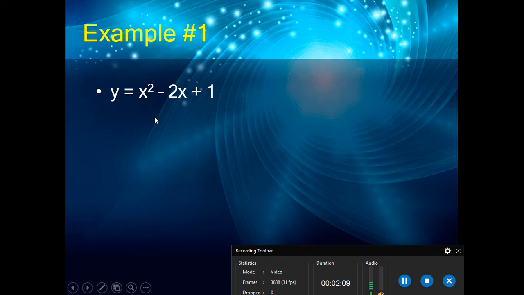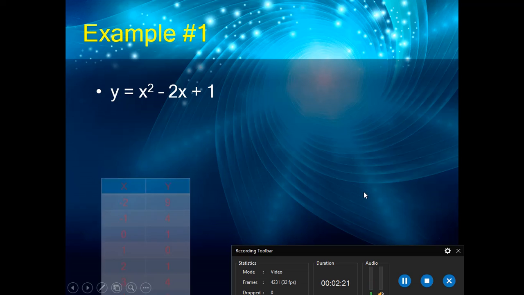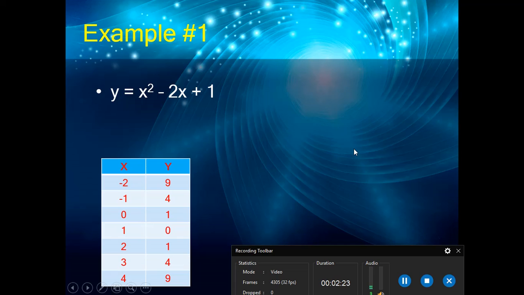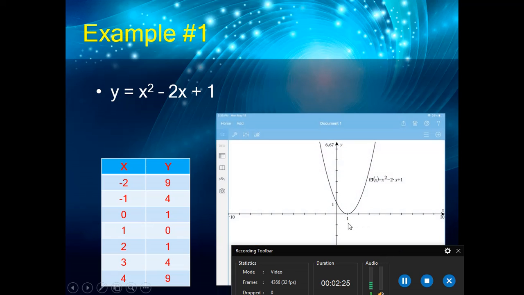So for example 1, we're going to start with this quadratic equation. If you want to take a minute and put that into your iPad so that you can get a visual, and then we'll let it generate a table for us. When I look at the graph, I can see that the turning point is here at 1, 0. So when I build my table, I do want to have that in the center of the table. And then I'm going to use 3 values that are smaller than 1 and 3 values that are larger. Remember, we should see this repeating pattern in our Y column.